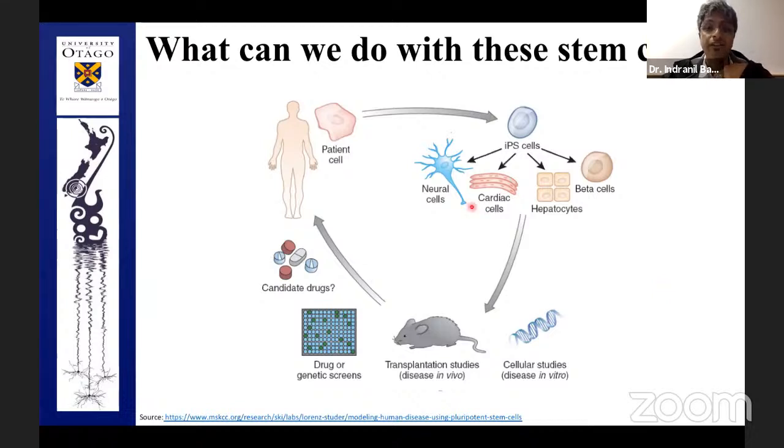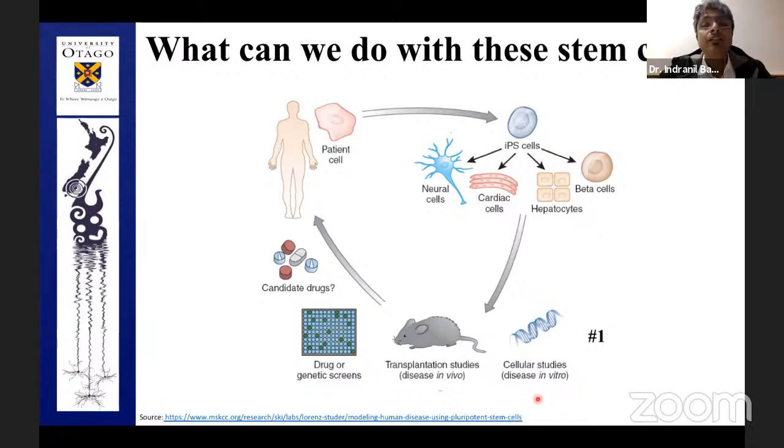So just to summarize, what can we do with these induced pluripotent stem cells? As I was mentioning, you can make brain cells, heart cells, and liver cells. So what can we do with these cells? Now, researchers have been using animal models like rat, mice, rabbit, and guinea pig to do their research to find drugs to cure different diseases. But these studies are expensive, whereas induced pluripotent stem cells are not that expensive. So the first application of these induced pluripotent stem cell derived cells is in cellular studies.